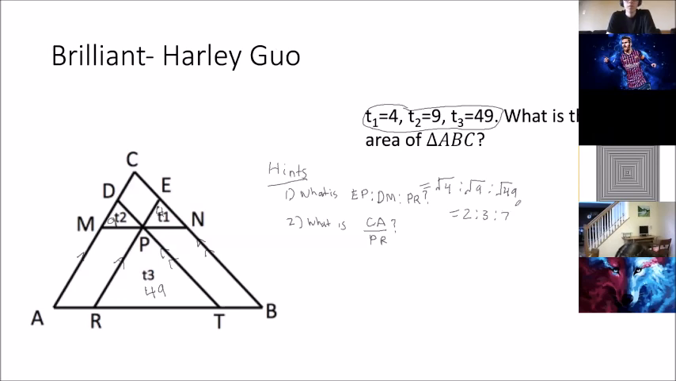Okay, so now that we have the ratio of these sides, we get that EP is 2 times something, which I'll call K. DM is 3 times that same K, and PR is 7 times that same K. For my hint number 2, I asked you what is CA over PR. To find CA, we note that CEPD is a parallelogram.